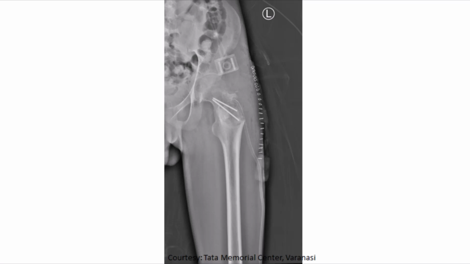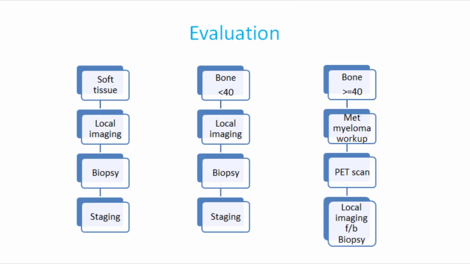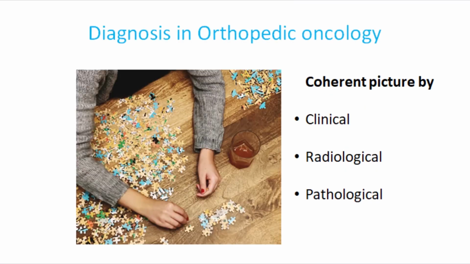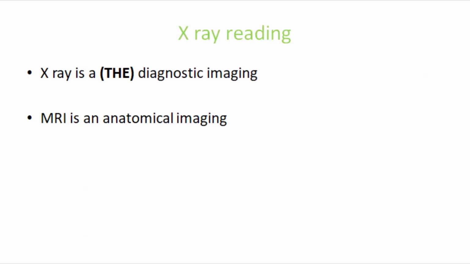and not a sarcoma. One should follow this flowchart and make sure that clinical, radiological and pathological information are coherent with each other while reaching the diagnosis in orthopedic oncology. Now let's move on to X-ray reading.